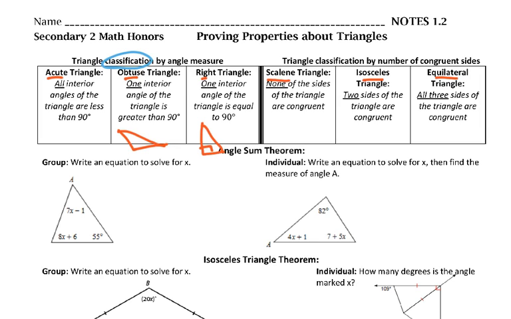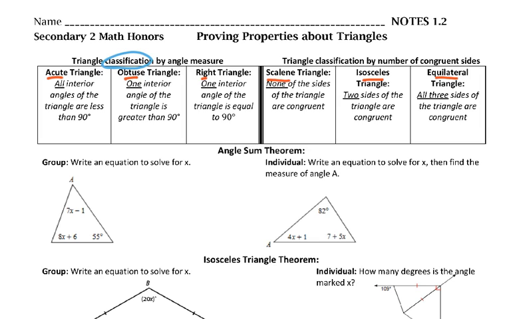Now, there's some different things about these different types of triangles that we're going to see, and we're going to use those definitions, and then we're also going to prove some things about them. There's some interesting things about isosceles triangles, and there's some interesting things about equilateral triangles that we're going to prove, but before we get there, we're going to do some other things with it. So the first one that we're going to talk about is the Angle Sum Theorem.